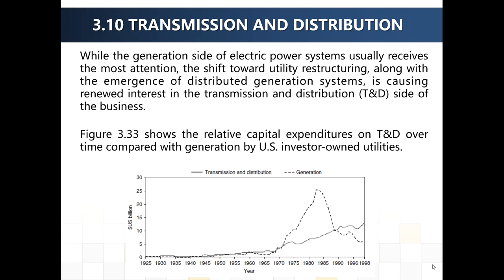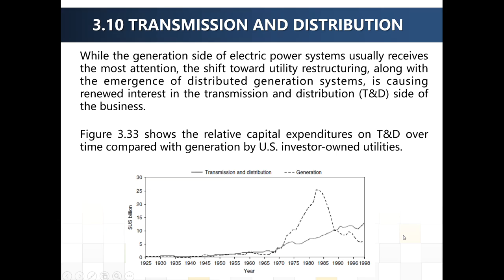Let's study section 3.10, transmission and distribution. Well, the generation side of electrical power systems usually receives the most attention. Due to the shift towards utility restructuring, along with the emergence of distributed generation systems, the newest interest has been shifting to the transmission and distribution side of the business. Figure 3.33 shows the relative capital expenditure on transmission and distribution over time.